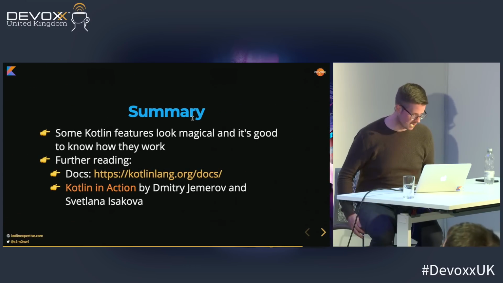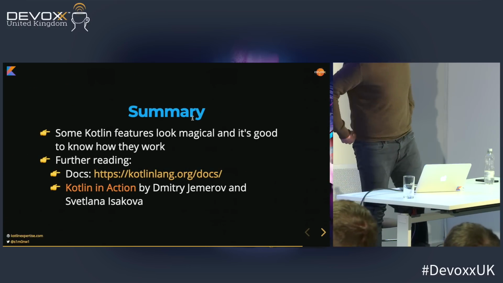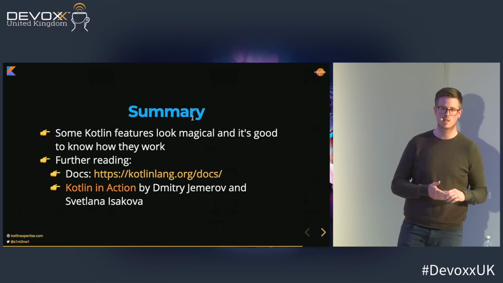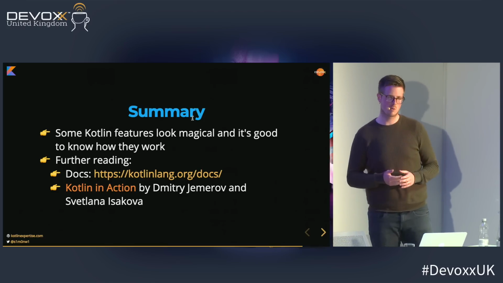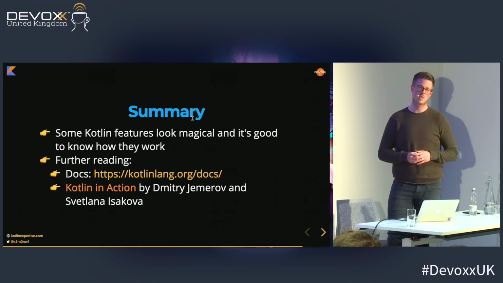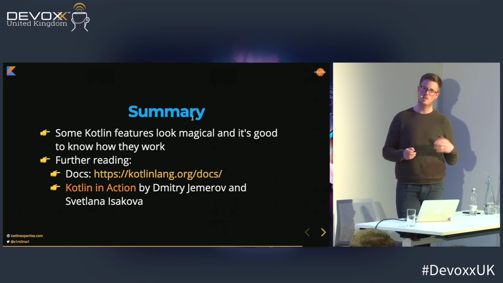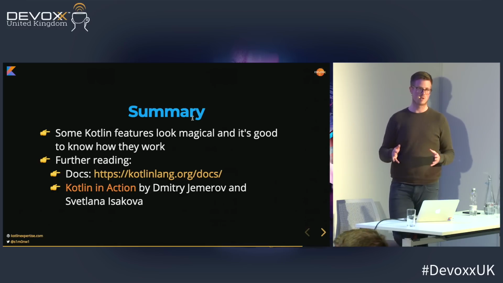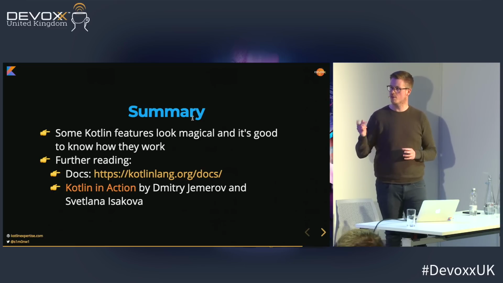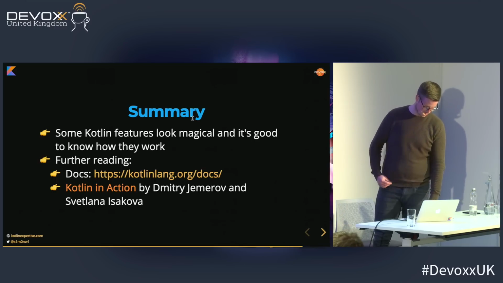Yeah, so a little summary. This is really simple. As we saw, Kotlin has a lot of features, and they might look magical at first, but I think it's very important to know how they work internally. So I always say you should read the documentation, which is pretty good. And the best book out there is Kotlin in Action. If you haven't read it, please grab a copy and read it. It's aimed at Java developers, and it tells you a lot about the internals and how the language is implemented. The authors are involved in the language. They work for JetBrains, and they know what they are talking about.